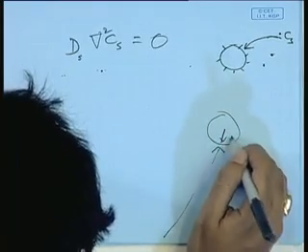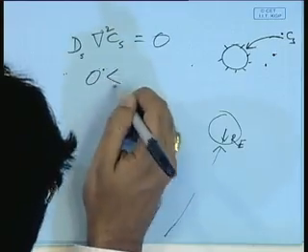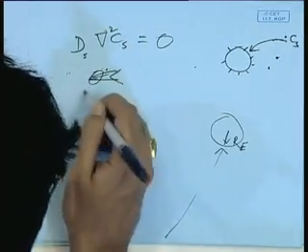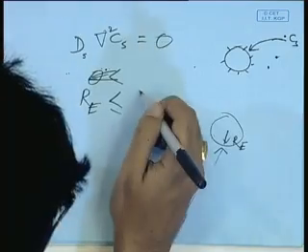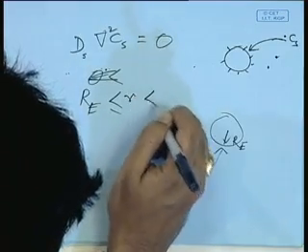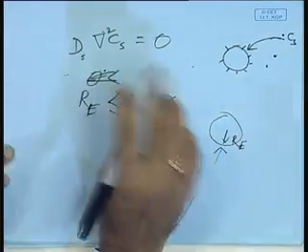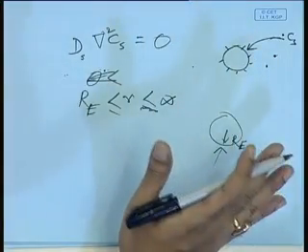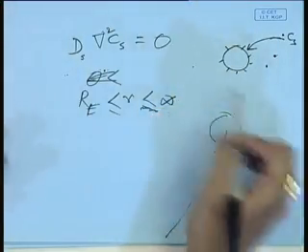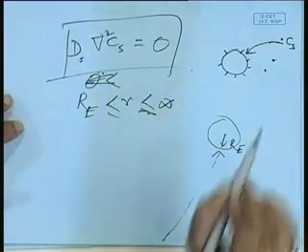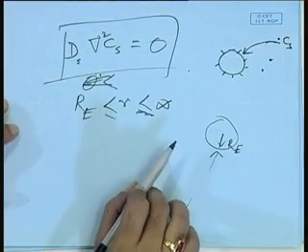So my surface is RE, and my domain of interest is RE less than or equal to R less than infinity. So it's approaching from anywhere in the solution to the surface. So that is my domain of interest. In this domain of interest, there is no reaction that is happening.